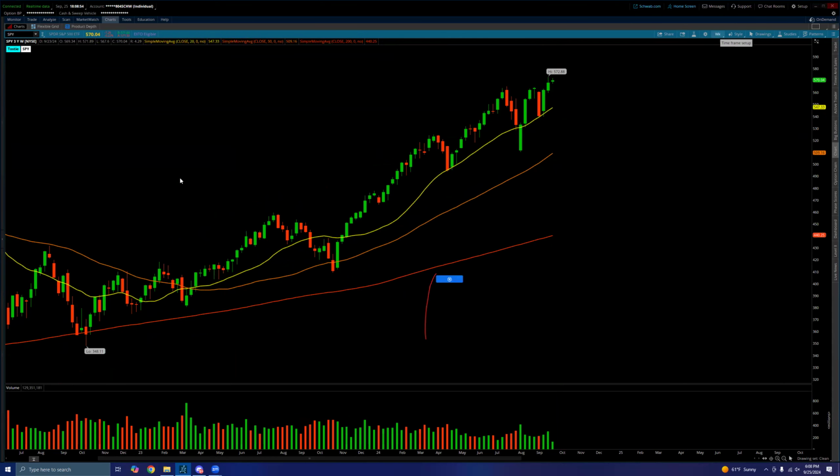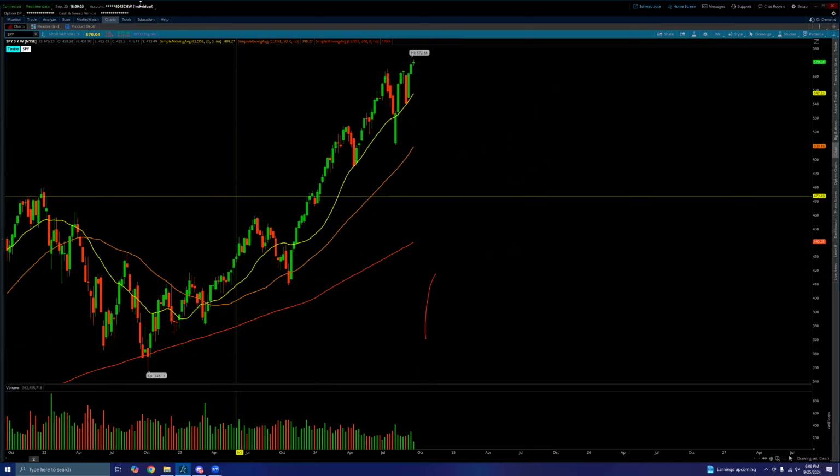So with that said, I've got to disable that. I'm trying to remember how to get the annotation off. Clear. There we go. Cool.